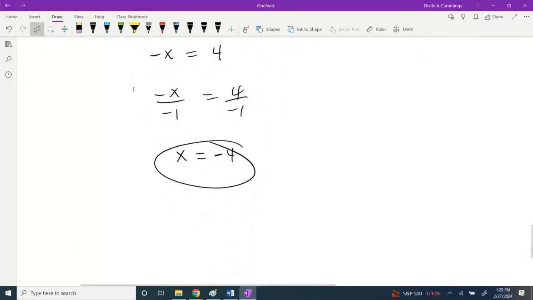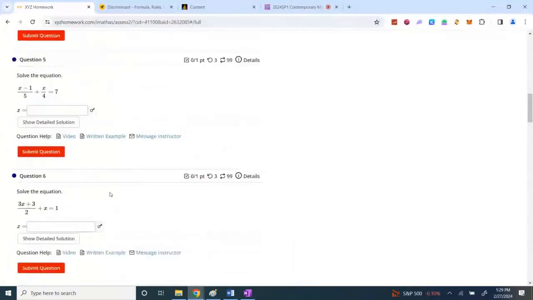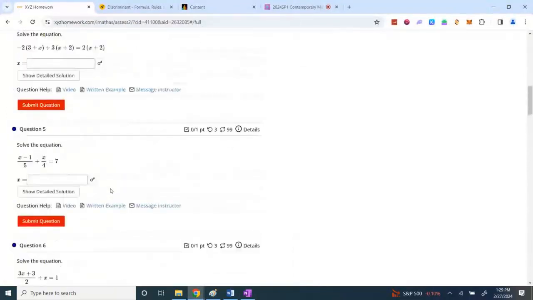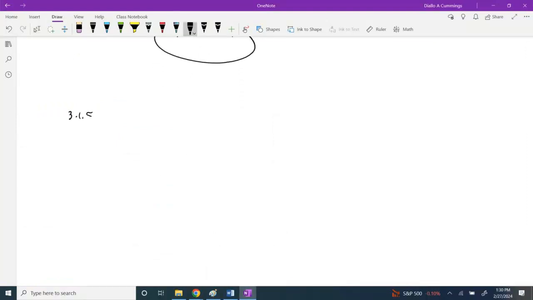All right, now let's take a look at one that has a fraction. For example, number 5. Number 5 says solve the equation x minus 1 over 5 plus x over 4 is equal to 7. x minus 1 over 5 plus x over 4 is equal to 7.